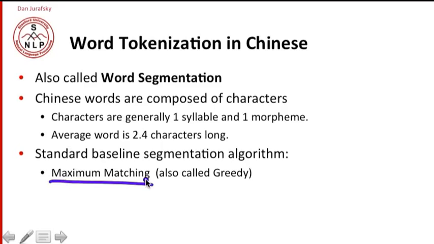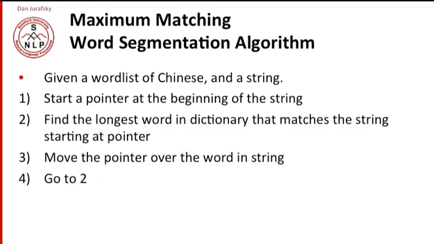So let's look at max match as an algorithm. We're given a word list of Chinese, so a vocabulary of Chinese, a dictionary, and a string. We'll start a pointer at the beginning of the string. We'll find the longest word in the dictionary that matches the string so far, starting at the pointer. We'll move the pointer over the word in the string, and then we'll go back and move on to the next word.